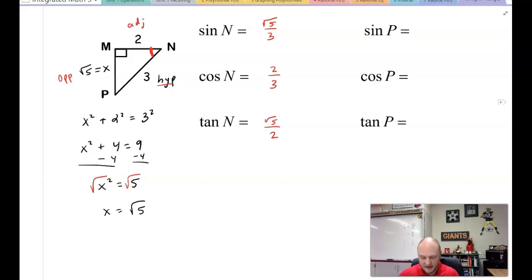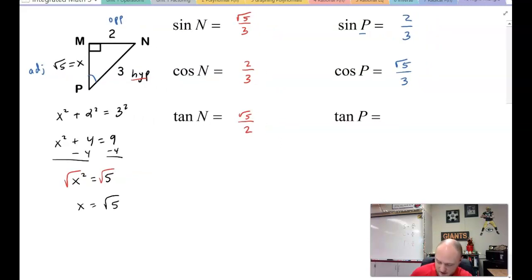Okay, now I'm going to go ahead and erase my adjacent and my hypotenuse and then my little arc because I'm going to switch angles. They say, what's the sine of angle P? So here's P. Okay, that makes 2 opposite, and it makes square root of 5 now adjacent. Okay, so sine of P is opposite over hypotenuse. Hey, that's 2/3. And cosine of P is adjacent, square root of 5 over hypotenuse. Okay, and tangent, last but not least, tangent is opposite over adjacent, so 2 over square root of 5.